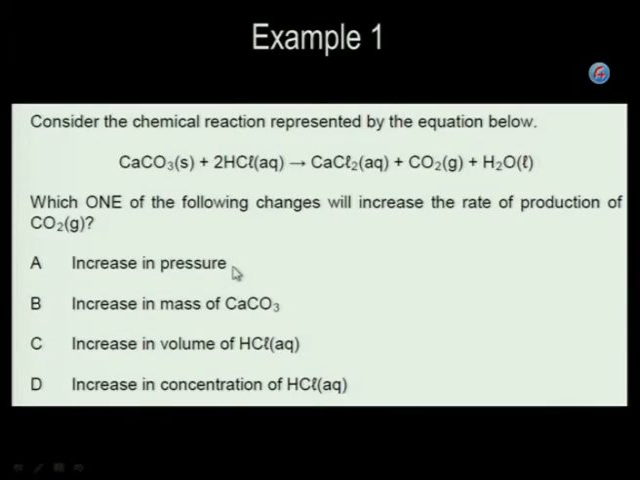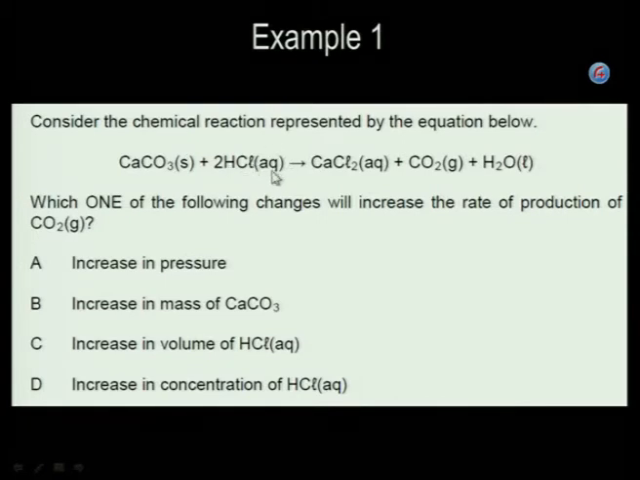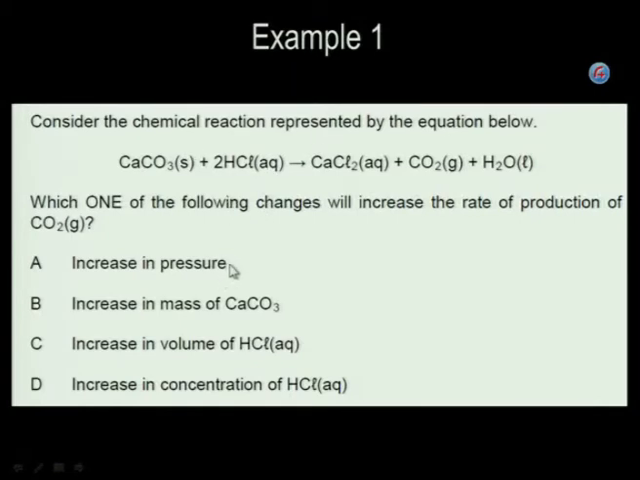An increase in pressure. Is there a gaseous reactant? No. Calcium carbonate is a solid. Hydrogen chloride is in solution. So there's no gaseous reactant. So an increase in pressure will have no effect.